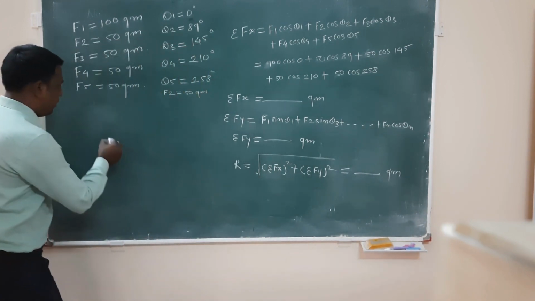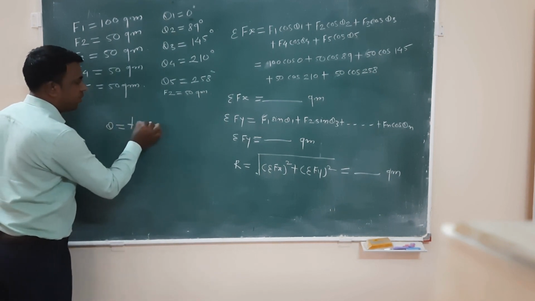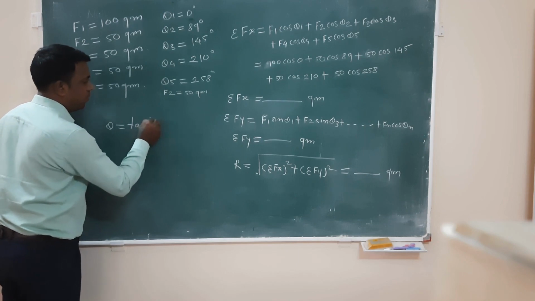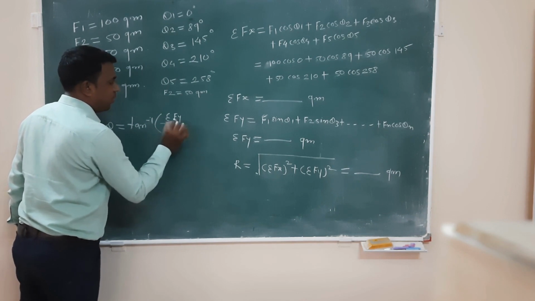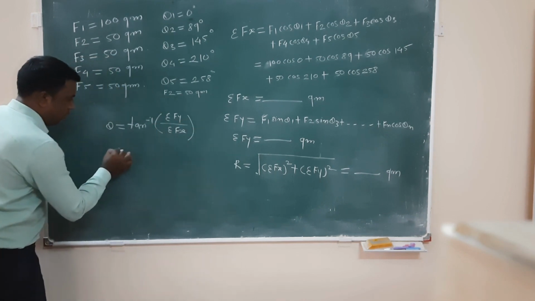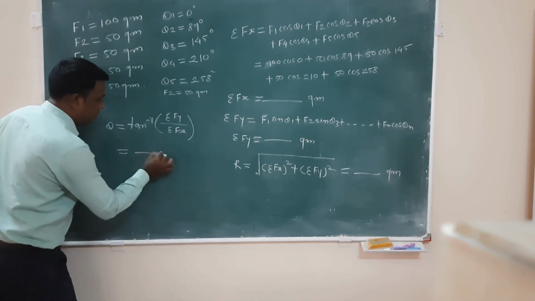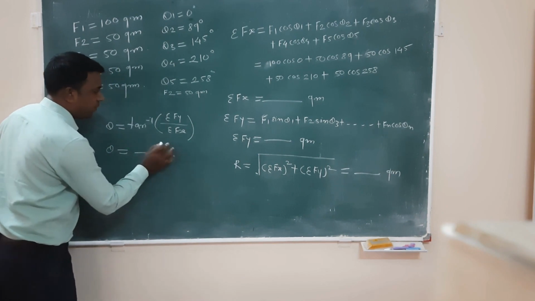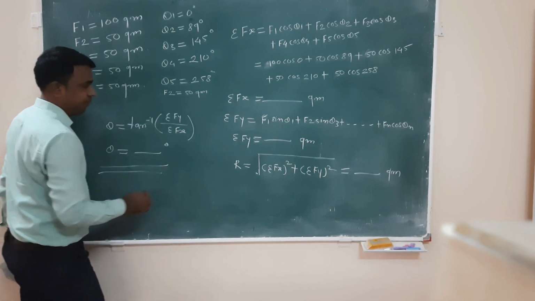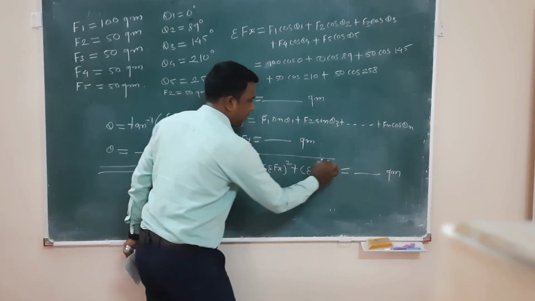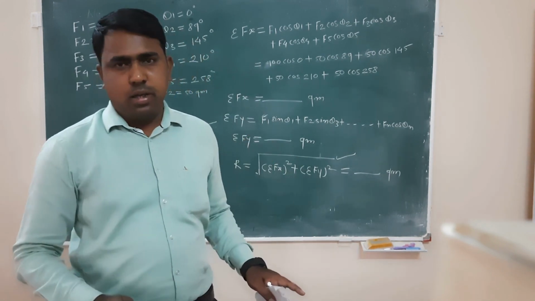So that is given as theta is equal to tan inverse of summation of Fy, ratio of summation of Fy to summation of Fx. So again put the value of summation of Fy and summation of Fx here, and here we can find out the value of theta, that is in terms of degree. So with the help of these equations, this one and this one, we have to find out the value of R and theta analytically. Right?